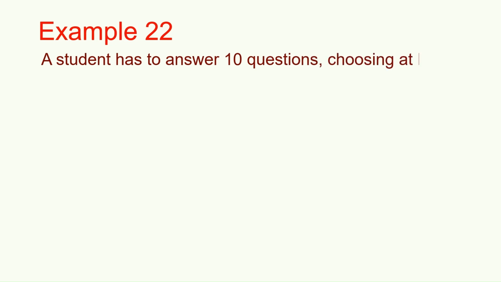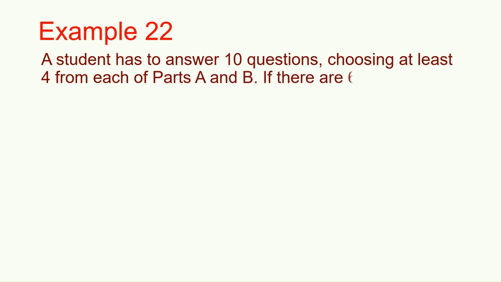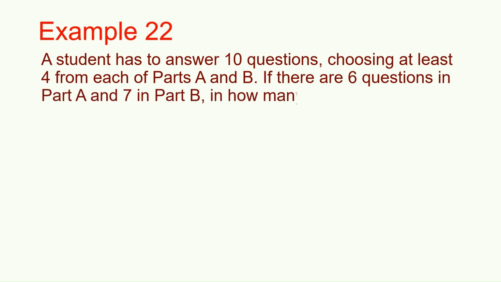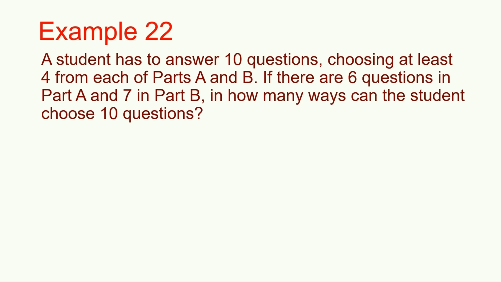Example 22. A student has to answer 10 questions, choosing at least 4 from each of parts A and B. If there are 6 questions in part A and 7 in part B, in how many ways can the student choose 10 questions?